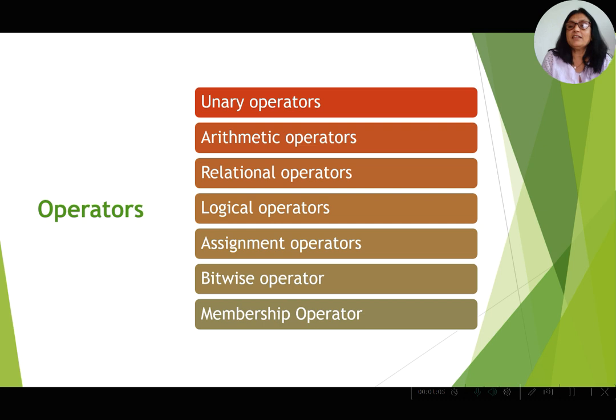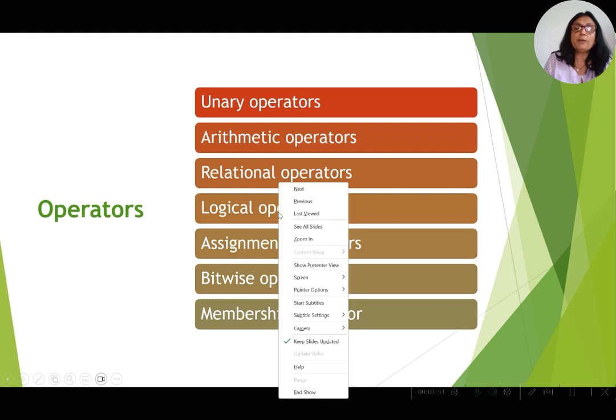In the broad sense, operators are of two types. One is unary, the other one is binary. That is based on the operands. When the operator acts upon one operand, then it is unary. When it acts upon two operands, that is binary. Here in this slide, we are just checking the unary operator. Then the rest are binary operators. What are those? Arithmetic operators, relational operators, logical operators, assignment operators, bitwise operators, membership operators. Let's do one by one.